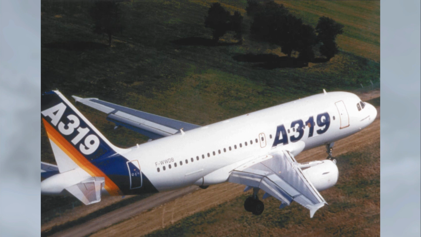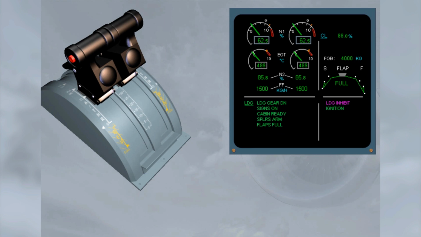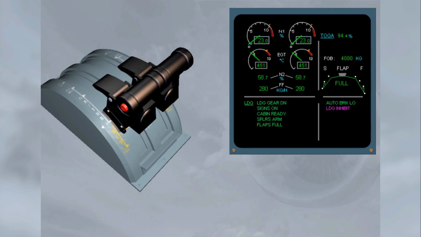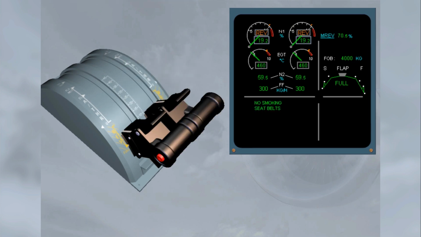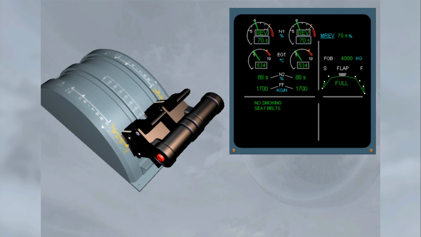During landing, the pilot moves the thrust levers to idle. During landing, there is a call-out to remind the pilot. Retard, retard. After touchdown, reverse is selected immediately to help the deceleration of the aircraft. On the N1 indicators, REV appears in amber, indicating that the reversers are unstowed or unlocked. When the reversers are fully deployed, the REV indications change to green. As the aircraft speed approaches 70 knots, the levers should be moved to reverse idle.